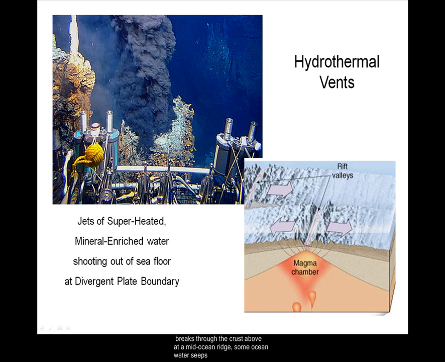When rising molten rock from the mantle breaks through the crust above at mid-ocean ridges, some ocean water seeps downwards into those cracks. It comes into close contact with the molten rock rising upwards through the same cracks, gets heated to upwards of 200 degrees Celsius, and dissolves sulfur and iron compounds. Heating the water lowers its density, so it rises upwards through cracks and shoots out of the seafloor as a hydrothermal vent.